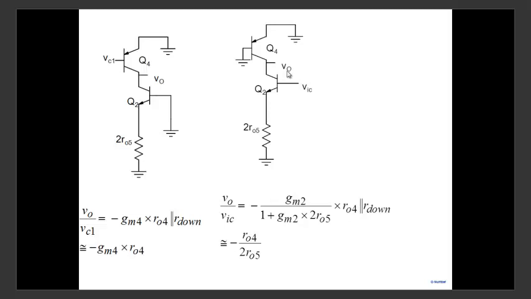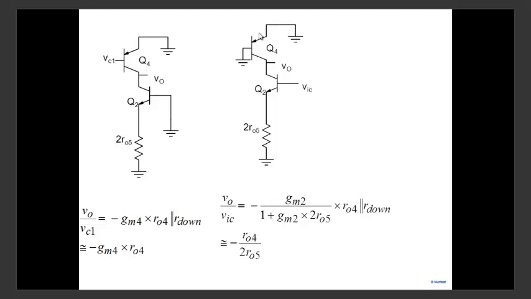All right. So we already calculated V0 due to VC1. Now V0 due to VIC. Can we see this result? Note that this is a transistor with a resistance in the emitter and with a load resistance of how much? Load resistance of R04. So what will be the net value? GM2 divided by 1 plus GM2 times RE. RE is 2R05 multiplied by RC.